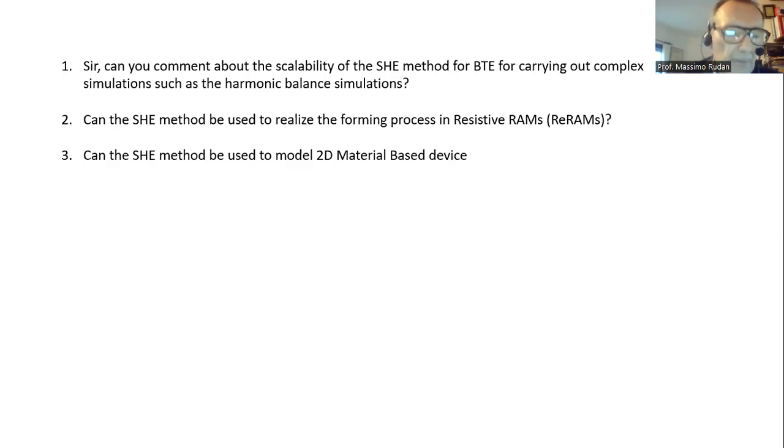The other question is, can the SHI method be used to model 2D material-based devices? I think that it can be done, but if the 2D situation comes from a shrinking, that is a real device that is very thin, then we should incorporate the subband condition, the existence of subbands. If it is 2D because we just dispose of the third dimension due to the uniformity in the third dimension, of course, the answer is yes.